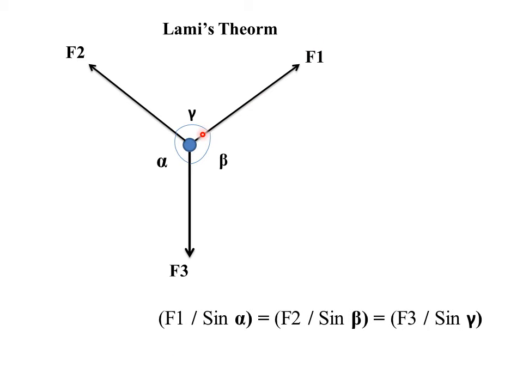F1 divided by sine of opposite angle. Opposite angle means the angle between the remaining two sides, so that will be sine of alpha. F2, this is the force F2. The angle between the remaining two sides is beta. So F2 divided by sine of beta. And next is F3. The angle between the remaining two sides is gamma. So I can say F3 divided by sine of gamma.